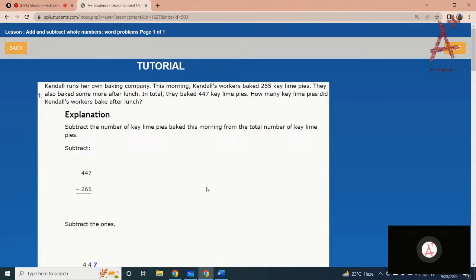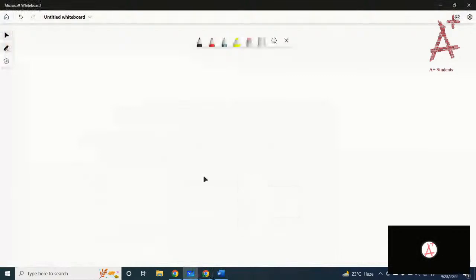So in total they baked 447, and before lunch they made 265. You need to find how much they baked after lunch. So basically you have to subtract both the numbers. You have to subtract 265 out of 447. So let's just subtract.